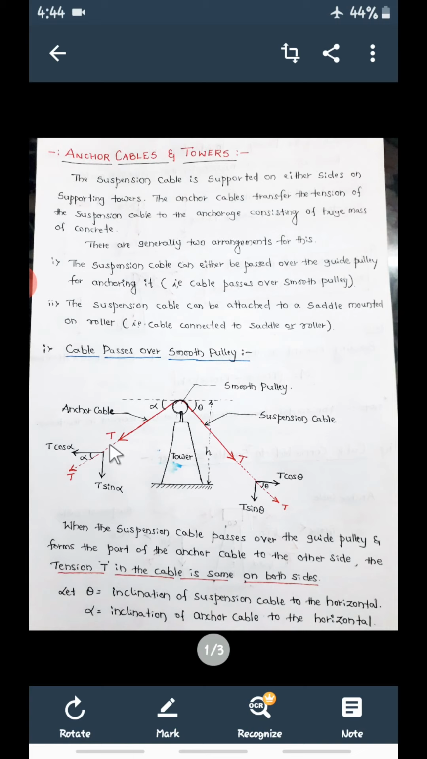Similarly, the tension force in the anchor cable is making an angle of alpha here. So again, if you take this T, the tension in the anchor cable, even this can be resolved into horizontal and vertical components.